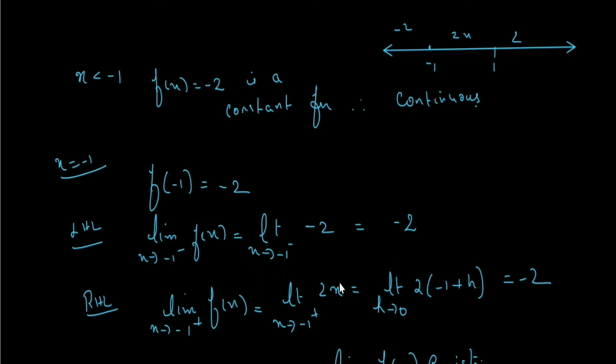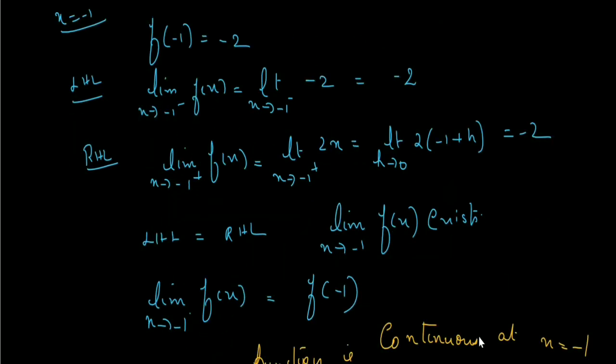Right limit, you have to replace x as minus 1 plus h. Now substitute h is 0, you get minus 2. So at minus 1, left of minus 1 and right of minus 1, it is minus 2. Therefore the function is continuous at minus 1.